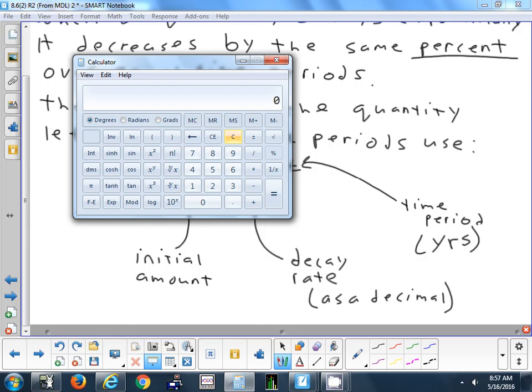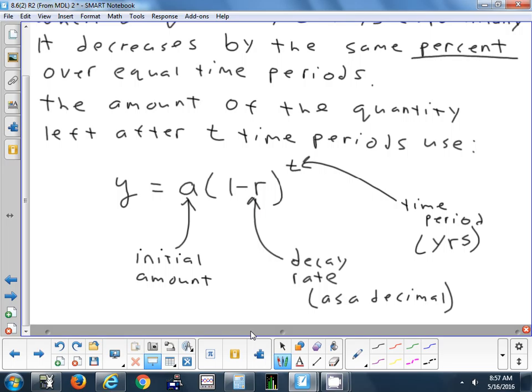Okay. I had a question about the equation. Yep, question about the equation. On the board, the arrow is pointing to the R, but on our paper it's pointing to the line. Which is supposed to point to? So the initial amount should point to A. The decay rate should point to R. And the time period should point to T, because that's time. Any other questions on the formula?